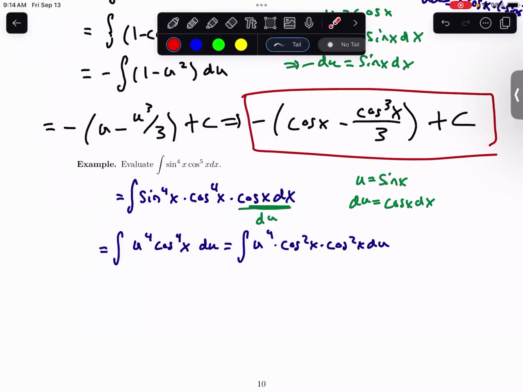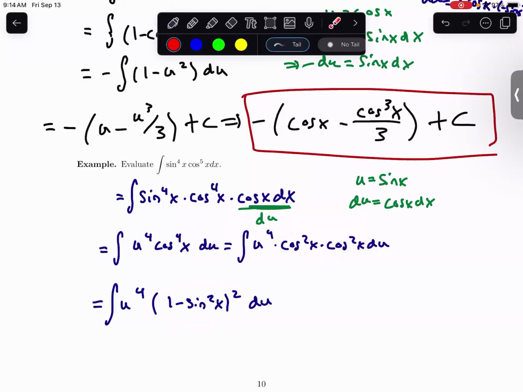And so this step, you don't have to write things out this way. I don't know if it would make it less confusing. So this is really the same thing as the integral of u to the 4th power times 1 minus sine squared of x squared, right? This is a 1 minus sine squared. This is a 1 minus sine squared. And so if you multiply them together, you get 1 minus sine squared squared. And then this is du.